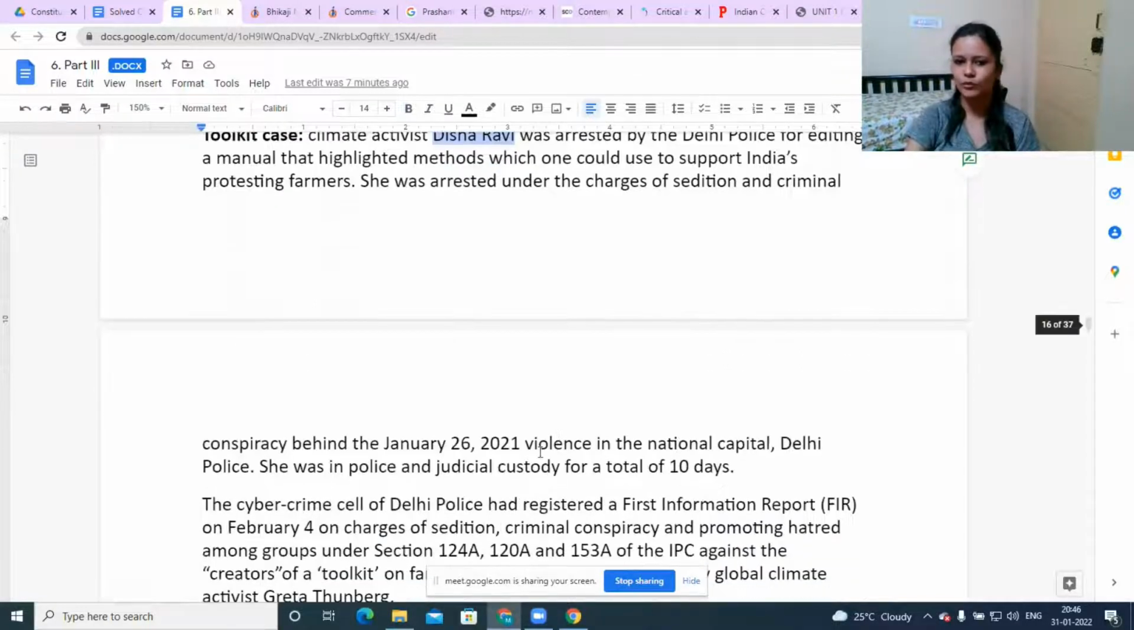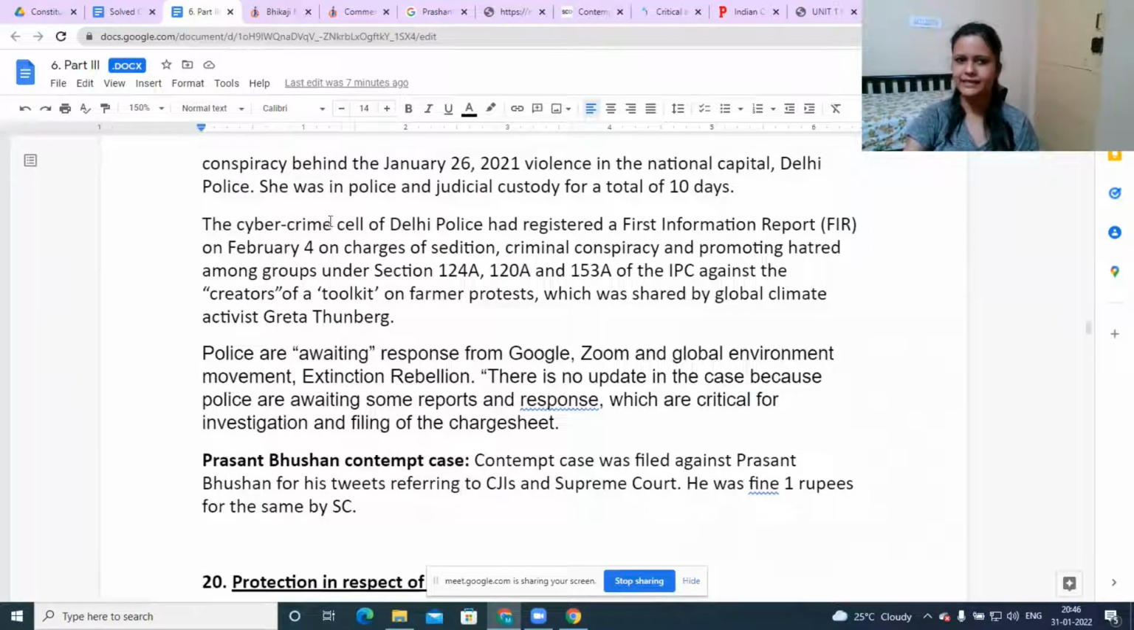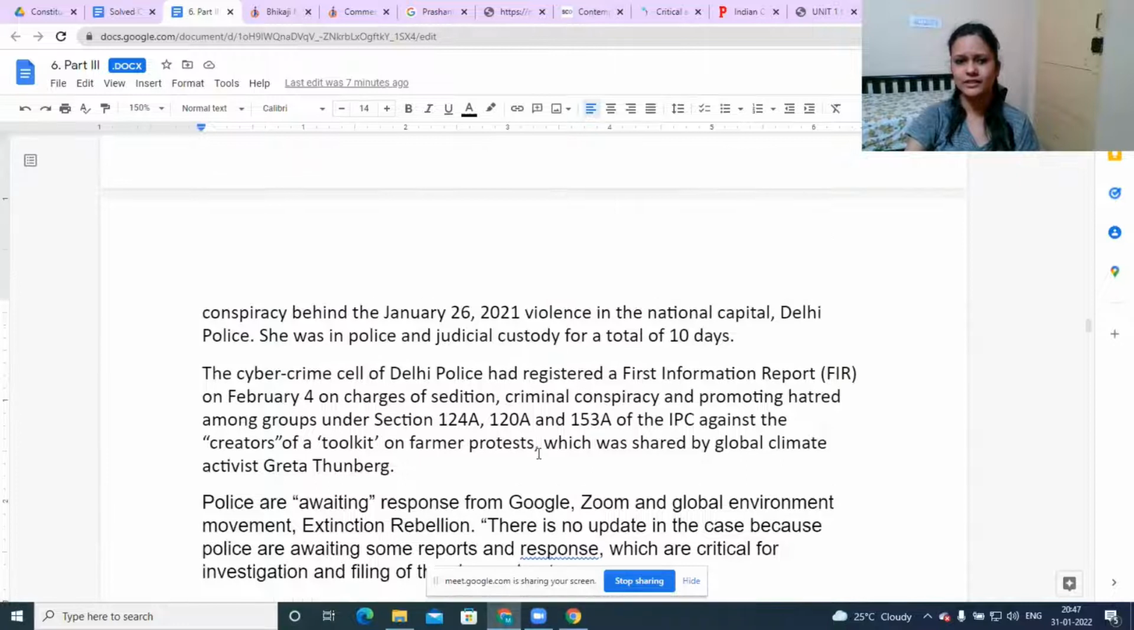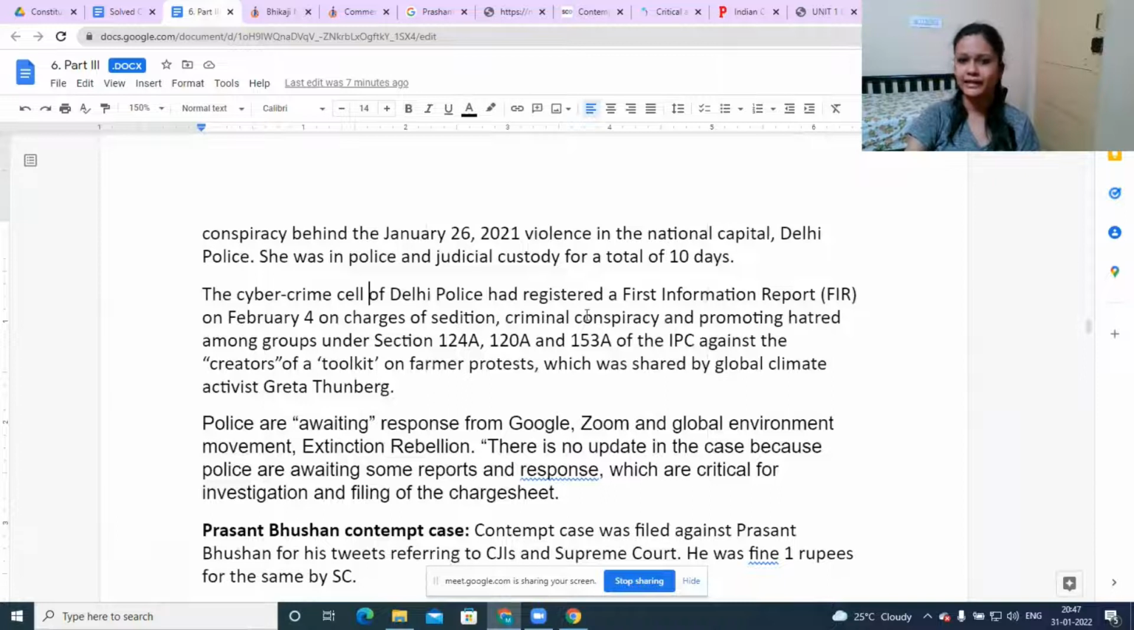After that, there was the violence which took place in Delhi related to the protest. So she was also arrested. An FIR was filed against her at the Cyber Cell Delhi police station, and she was arrested based on that. There were charges of criminal conspiracy, sedition, promoting hatred amongst groups. She was kept in judicial as well as police custody for a total of 10 days.